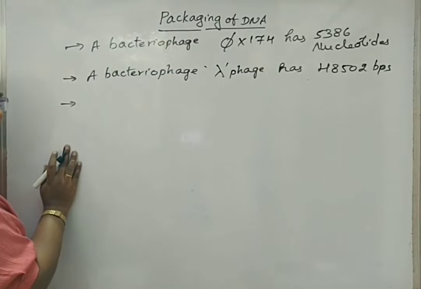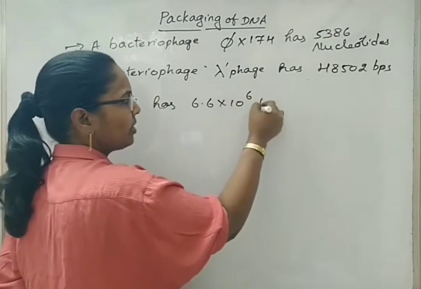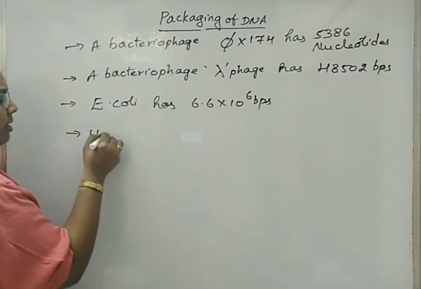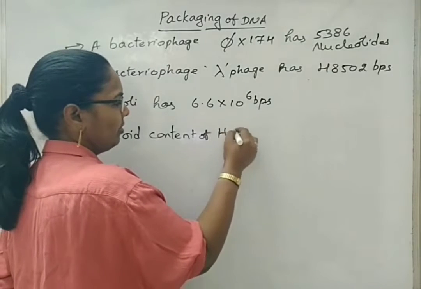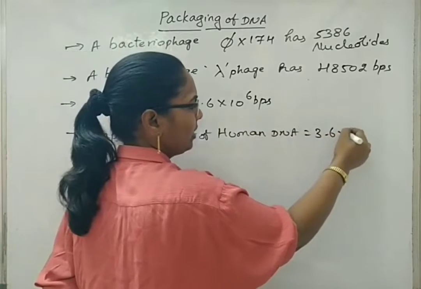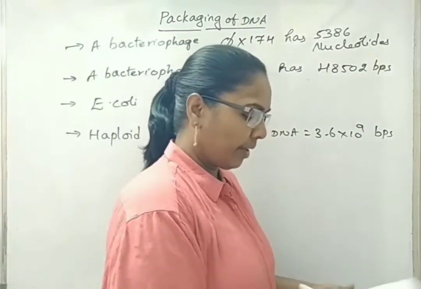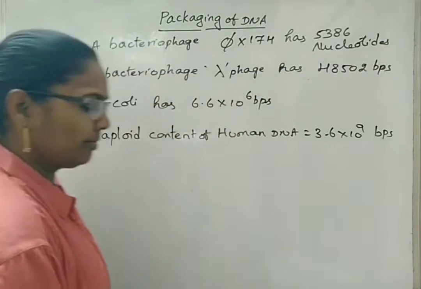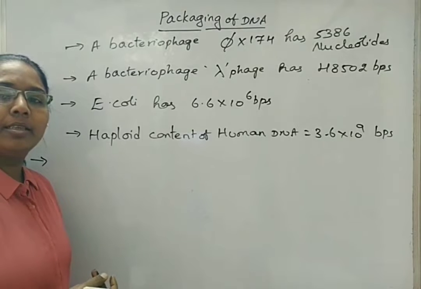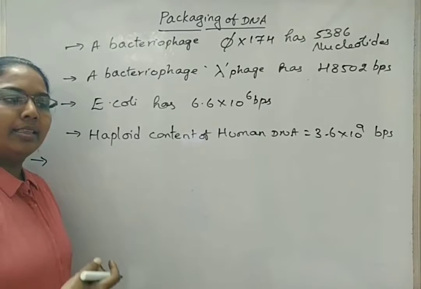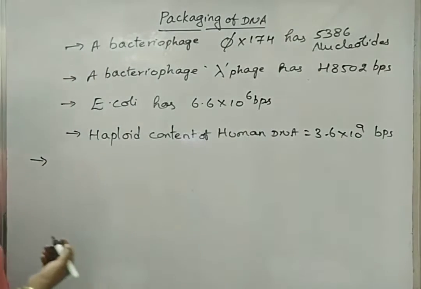Next, how many base pairs are present in E. coli, or Escherichia coli? It has 6.6 into 10 power 6 base pairs. Next, the haploid content of human DNA is 3.3 into 10 power 9 base pairs. These are the standard values regarding the number of base pairs, the number of nucleotides and also the length of DNA. So DNA is very compactly arranged inside the chromosome with the support of proteins called histone proteins. When DNA is coiled around such proteins, it gives different names like nucleosome, solenoid, etc. You will see some of the terms like that.